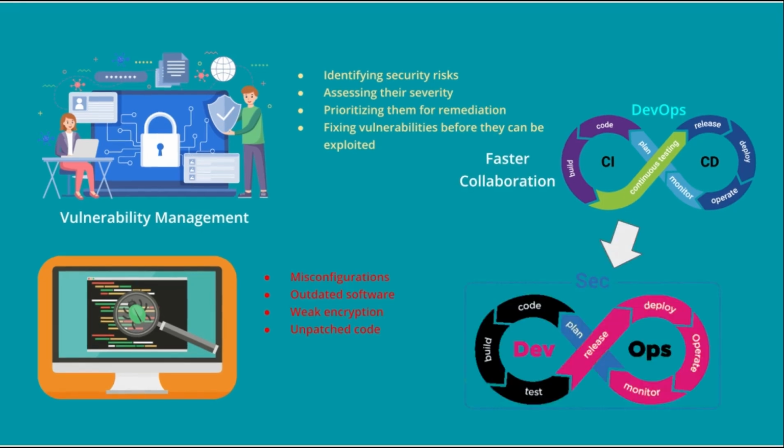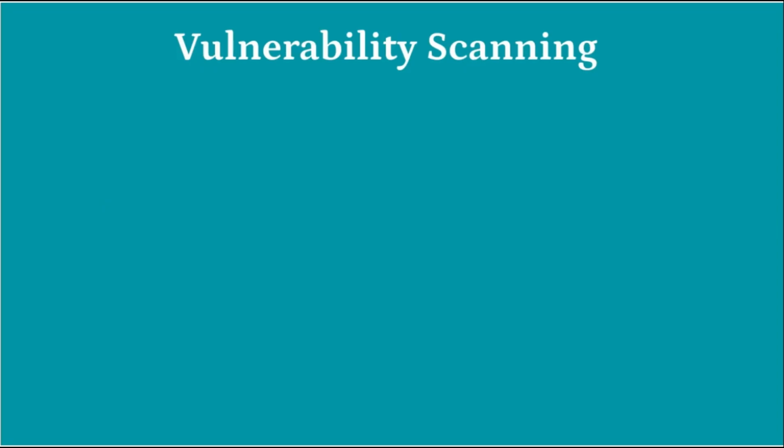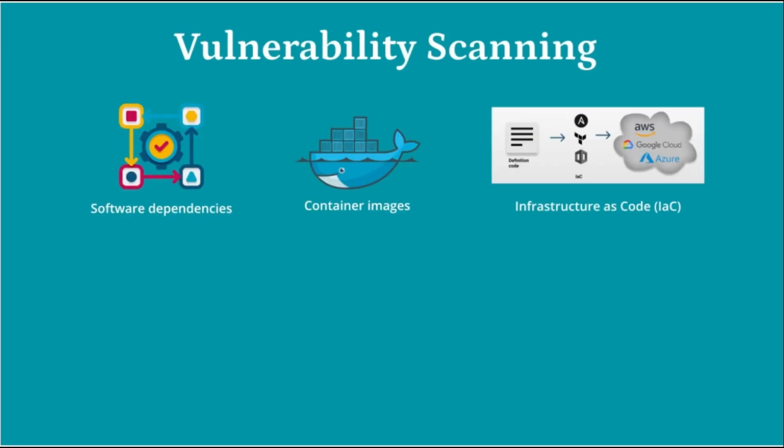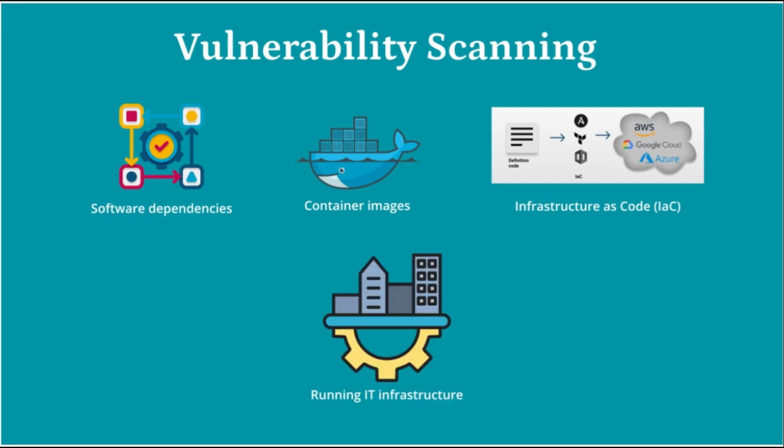This has led to DevSecOps, where security is integrated into every stage of the DevOps pipeline. Vulnerability scanning is an automated process that scans software dependencies, container images, infrastructure as code, IaC, and running environments. This ensures that weaknesses are detected before they can be exploited. So why is vulnerability scanning critical in DevOps environments?